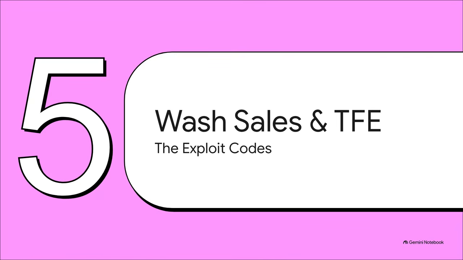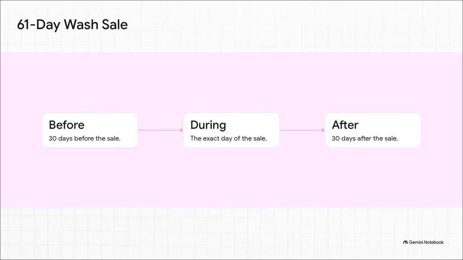Now for Section 5, wash sales and tax-free exchanges, or the exploit codes. These are the highly technical maneuvers, the legal reorganization exploits, and the traps the BIR sets for the unwary. The absolutely crucial point here is this exact 61-day window.